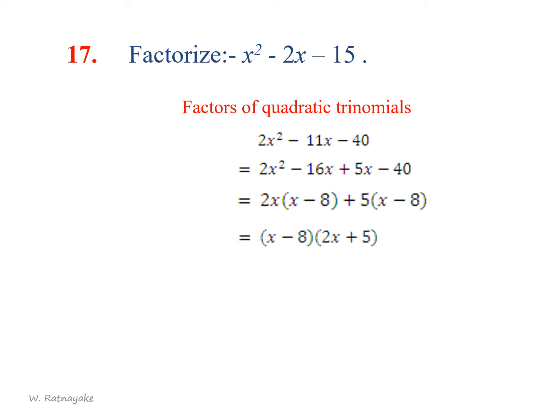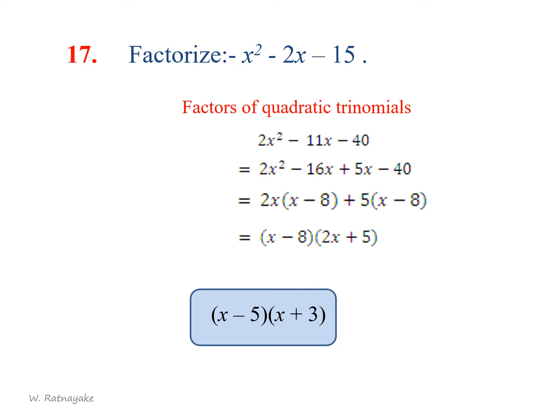Now for the given expression in our paper, in question number 17, x squared minus 2x minus 15, we have taken the answer mentally without following the intermediate steps. Here minus 2x is there and here minus 15. If minus 15 is there, the factors of 15 are 5 and 3, we can take minus 5 and plus 3 or plus 5 and minus 3.